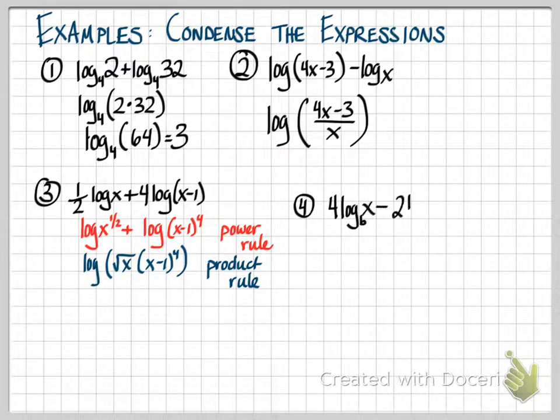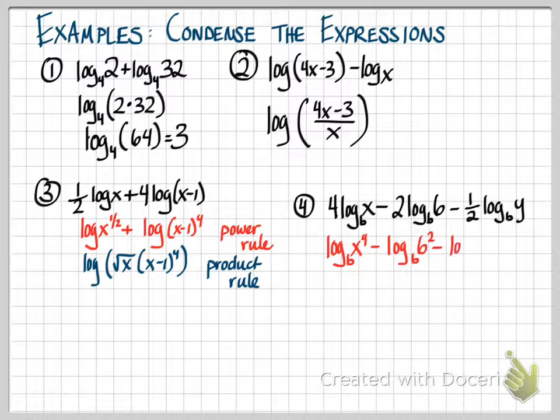Example 4 is very similar. We have a couple of things going on. We have 2 things being subtracted, and we have multiple logarithms. We also have a coefficient, the 4 in front of the first logarithm, the 2 in front of the second, and the 1/2 in front of the third. So let's start first by using the power rule and bringing in the powers on all 3 of these.